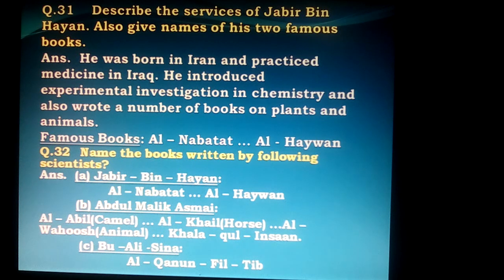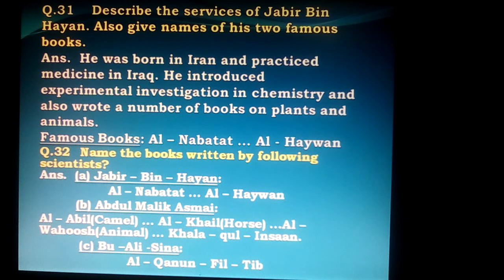We know that Jabir Bin Hayan was an Iranian scientist because he was born in Iran and practiced medicine in Iraq. He went to Iraq to practice medicine. He introduced experimental investigation in chemistry and also wrote a number of books on plants and animals. His 2 famous books are Al-Nabatat and Al-Hayawan. Then question number 32, name the books written by the following scientists: first, Jabir Bin Hayan, Malik Asmai and Bu Ali Sina. We have done these 3 famous scientists.